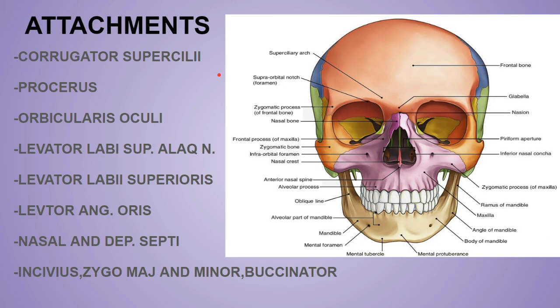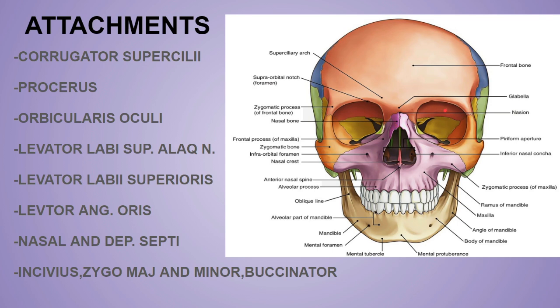Now the attachments of the muscles of the norma frontalis. First is the corrugator supercilii, which is mainly present at the medial part of the superciliary arch, somewhere over here. Then the nasal bone process attaches, and the orbicularis oculi muscle, its orbital part. If you remember, I told you in my muscle video of the face that the orbicularis oculi has 3 parts: orbital part, palpebral part, and the lacrimal part.